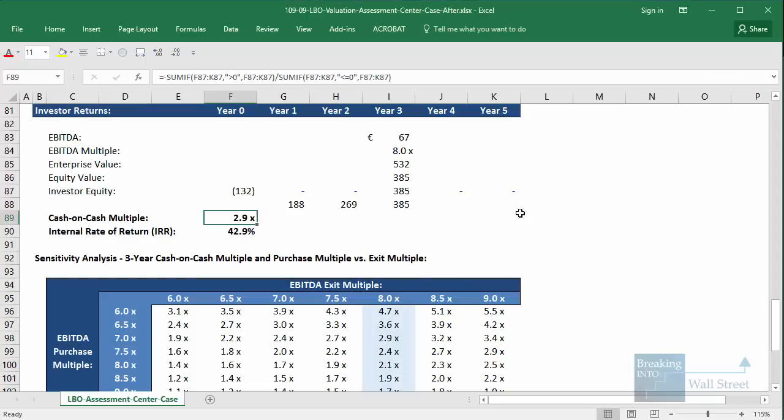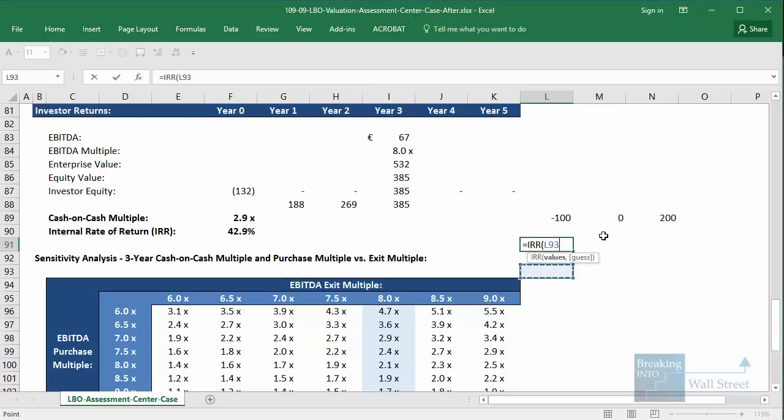Once again, let's look at a simple example of that and say 100 and then we have year 1 and then year 2 right here. And if we run the IRR in this scenario, it comes out to just over 40%.